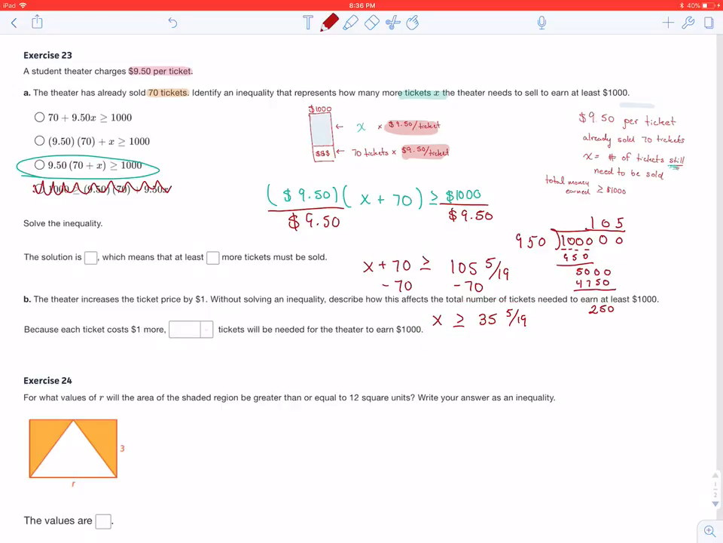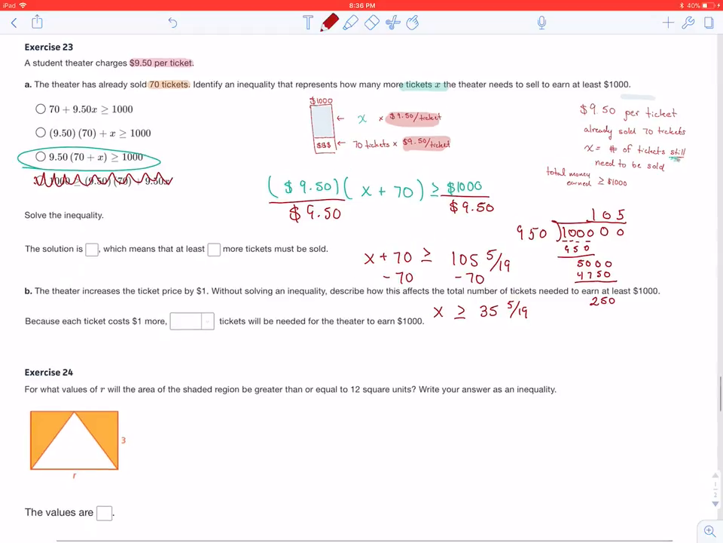And so what this solution means is that we have to sell at least 35 and 5/19 tickets. But that doesn't really make sense. We're not going to sell 35 and 5/19 of a ticket. We're going to need to sell a whole 36 tickets, because selling 35 tickets isn't enough to make our goal. We need to sell 35 and 5/19, so a little bit bigger than 35, or greater than that. And because we're not going to sell part of a ticket, we have to sell a full ticket. Then if we round up, the next whole number is 36. So we're going to need to sell at least 36 more tickets in order to reach our $1,000 goal.